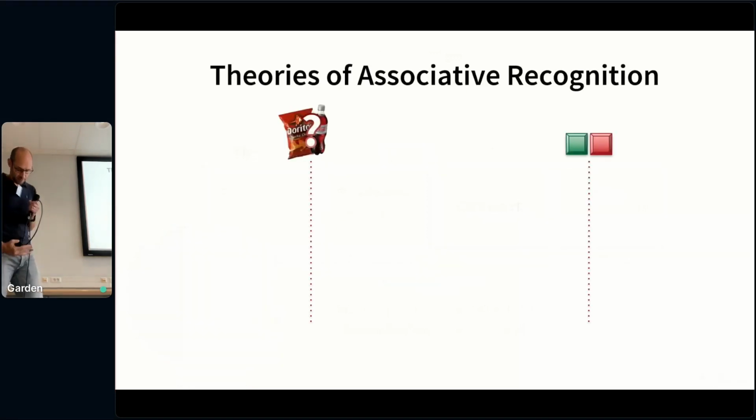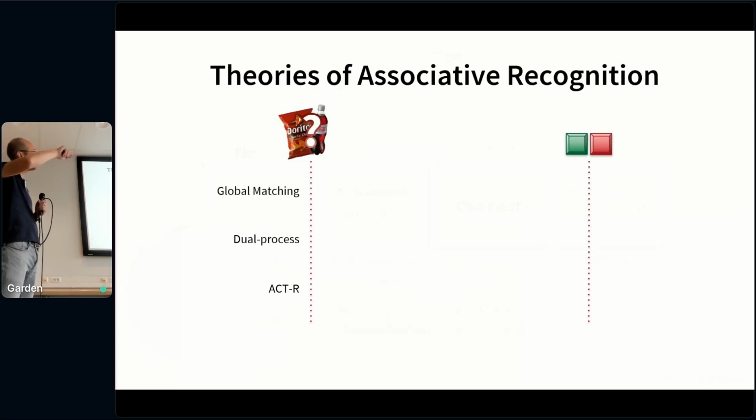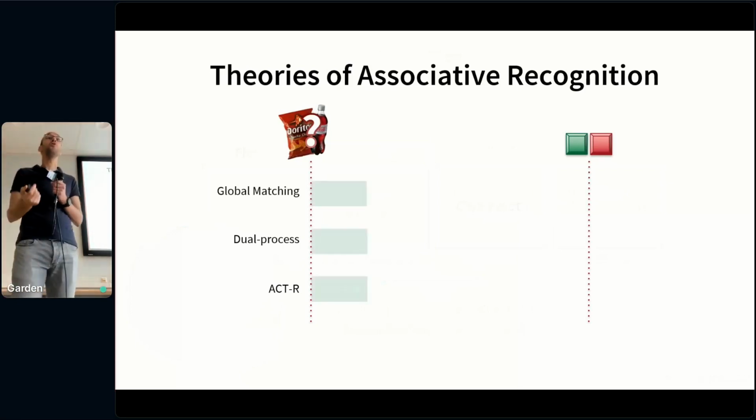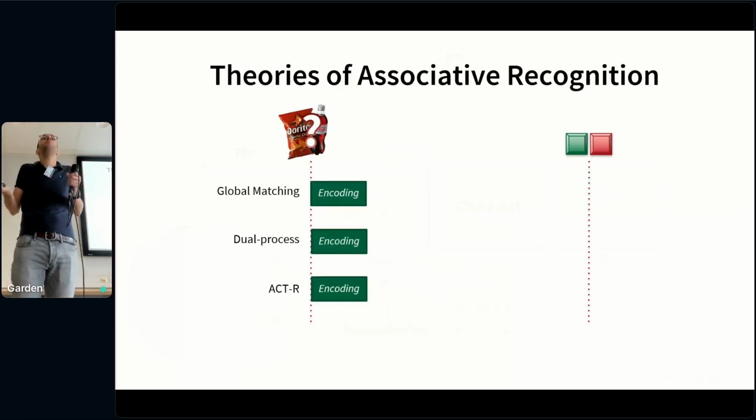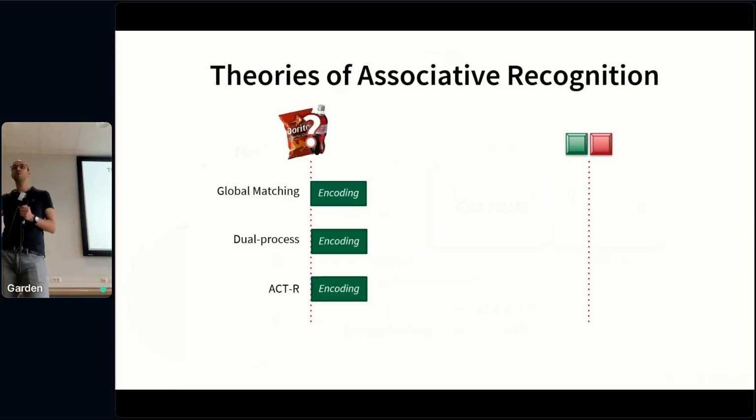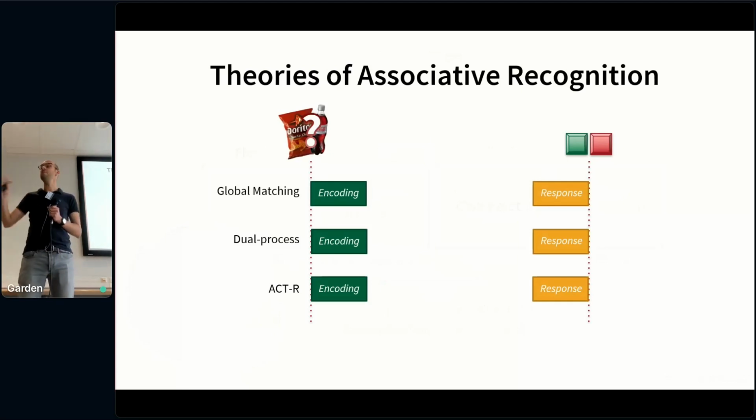Now, there are theories on this. 3 main theories. Global matching, dual process, and ACT-R. So I display here the time between showing the question and pressing a button. Now, all of these theories assume that people first encode the stimuli, because that's obviously the first thing you have to do, right? You have to see what's on the screen. They also, all 3 assume that you enter the response, because at some point you have to press a button. But what happens in the middle, that varies between those theories.